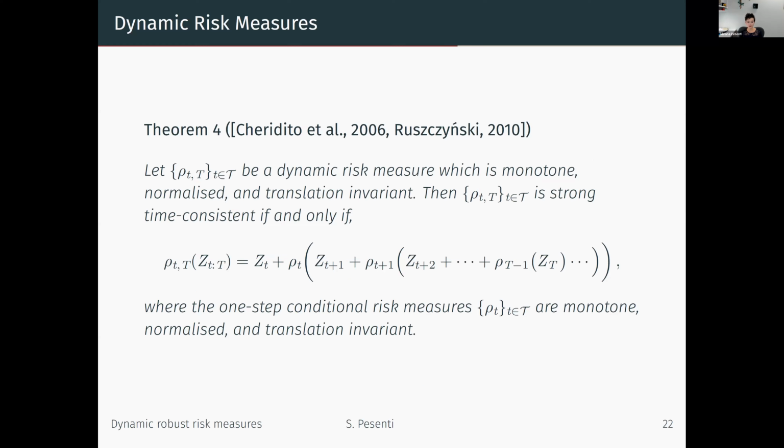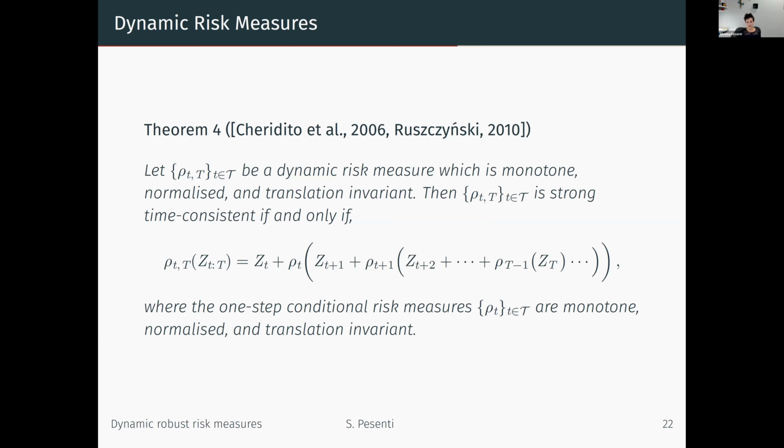And the one known result here is that if you start with a dynamic risk measure that is monotone, normalized, and translation invariant, then it is strongly time consistent if and only if you can write it in this recursive manner where you only use one-step conditional risk measures.